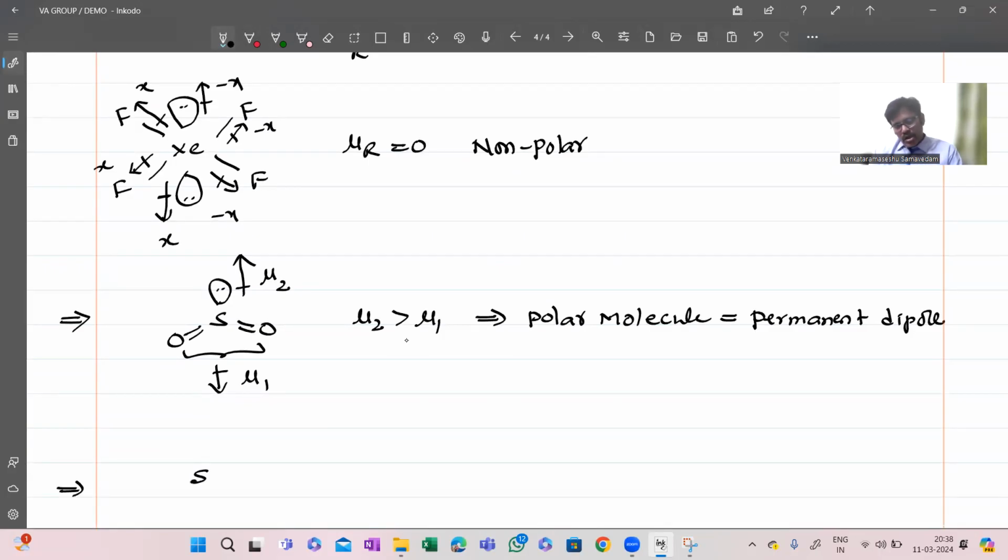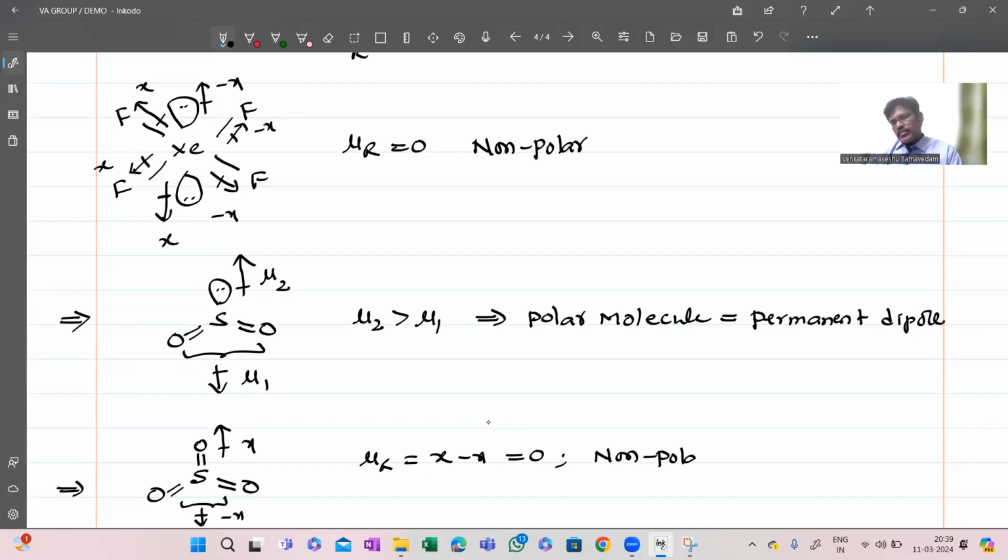If I take the SO3 molecule, with double bonds, it has the same structure as BF3. If I take the BF3 structure, these two are opposite, so I will take minus X, and this bond is X. Then mu resultant is equal to X minus X, which is equal to 0. Then the molecule is a non-polar molecule. Like that, I can explain different examples.